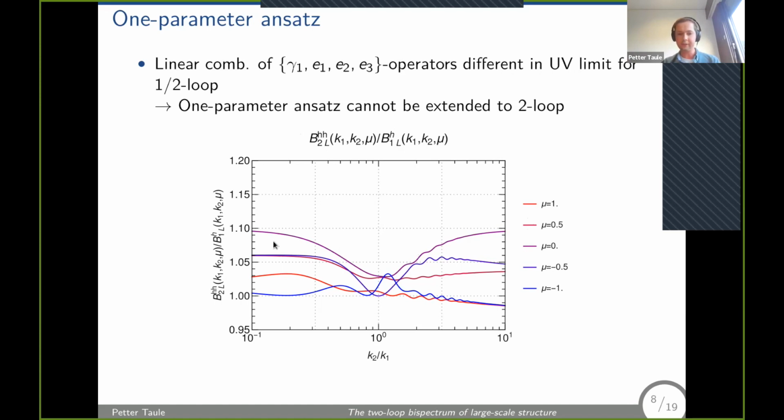And the shape is very different, so if you pick this linear combination that can take care of the UV of the one loop in SPT, then you cannot simultaneously use the same linear combination to take care of the two loop. So therefore, this one parameter ansatz cannot just naively be extended. But we include it nevertheless just for completeness in the analysis.